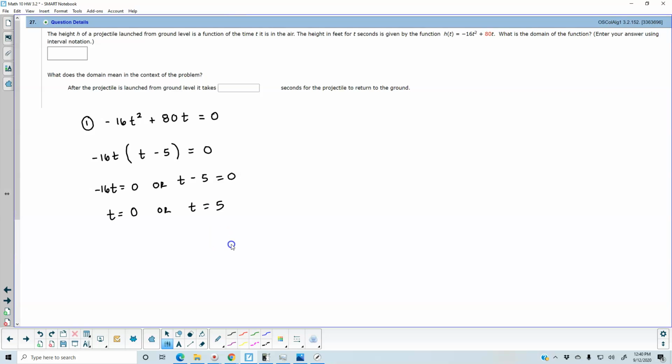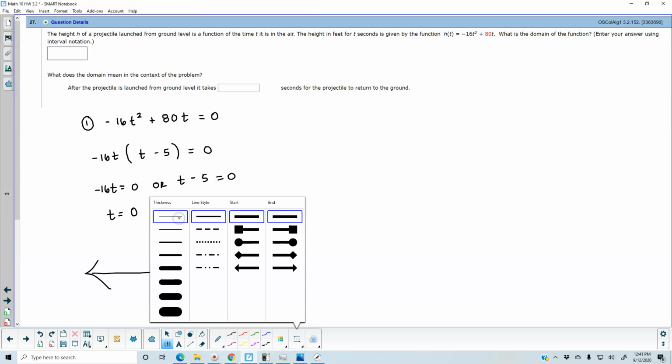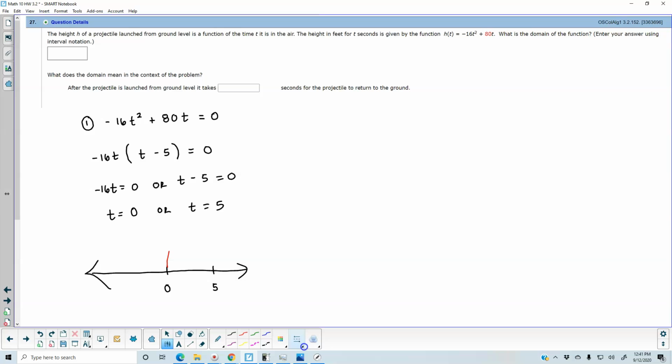So when we look at the graph, okay, what it's saying here is that here is 0, and here is the next time, 5 seconds. So what's happening is that it's in the air for 5 seconds. So that means we're starting at 0 and ending at 5. So that's going to be the domain of the function.